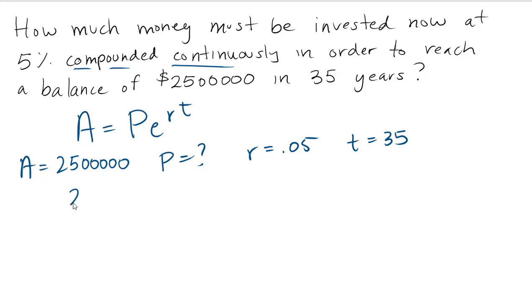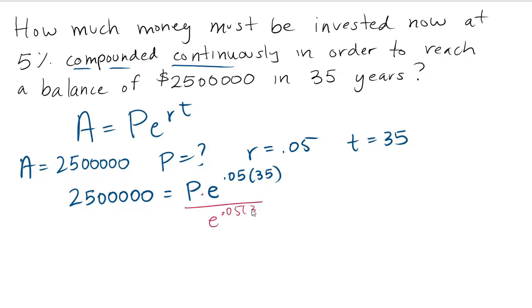So we get the equation 2,500,000 equals P times e to the 0.05 times 35. And we have to solve this for P. Keeping in mind that this is implied multiplication, that algebra isn't difficult. We're going to divide both sides by e to the 0.05 times 35.